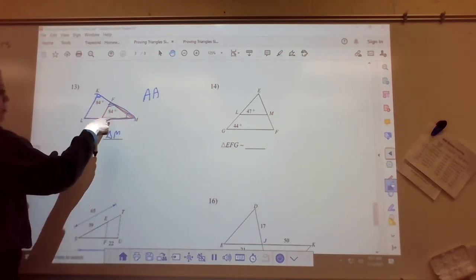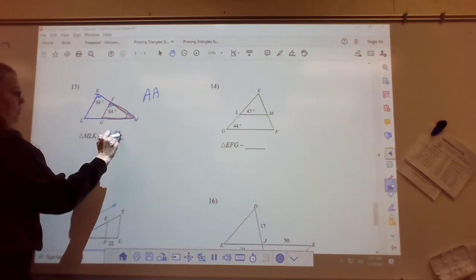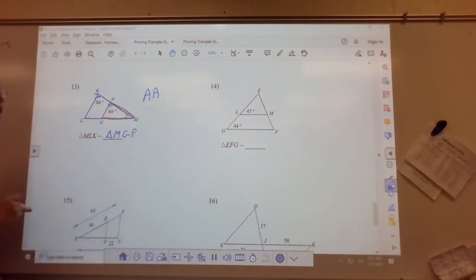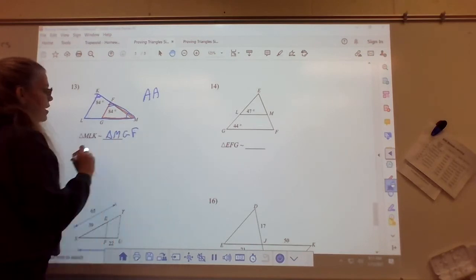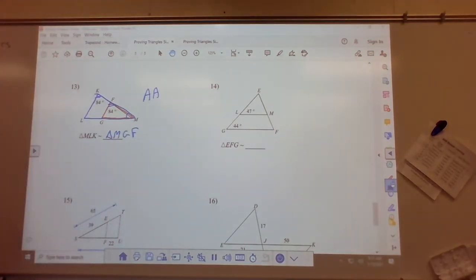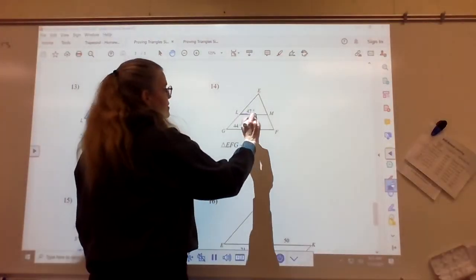L means I'm going to go to G, then F. There's my similarity statement. That's my similarity. MGF.